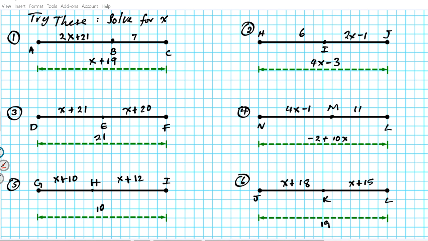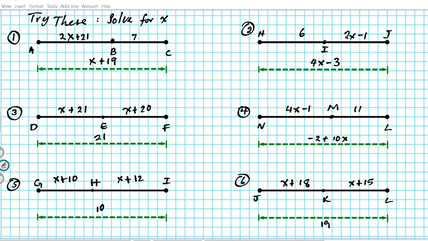Alrighty, now it's your turn to try out some practice problems. We have 6 practice problems we'd like you to do. Go ahead and pause this video presentation at this time and try it out. When you're done, click on the playback button, and then we're going to reveal what the correct answers are. So go ahead and pause this video at this time.